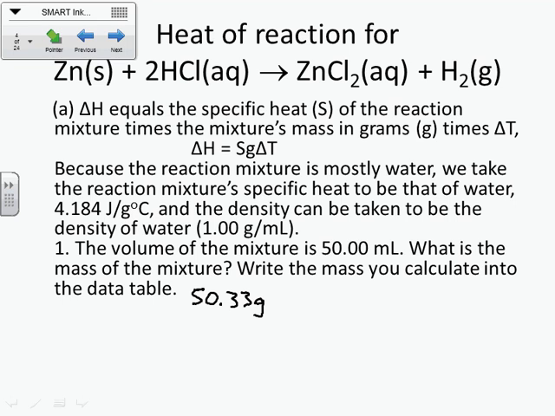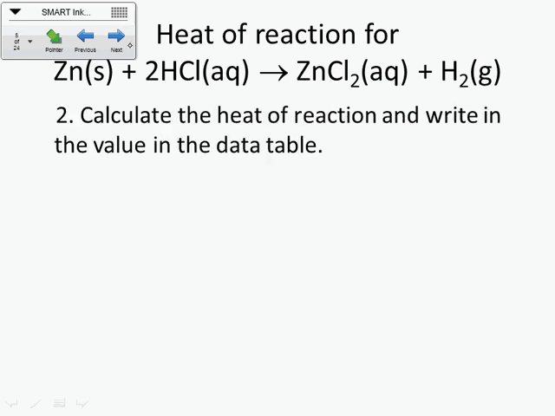And I just think I'm a little more comfortable with that. The people that were teaching it this summer were like, oh, it really doesn't matter that much, but this just seems a little more precise to me. So we'll go with that, 50.33. Which means that these other calculations are going to be a little bit off, so I'm going to have to recalculate them. So calculate the heat of reaction and write the value in the data table.